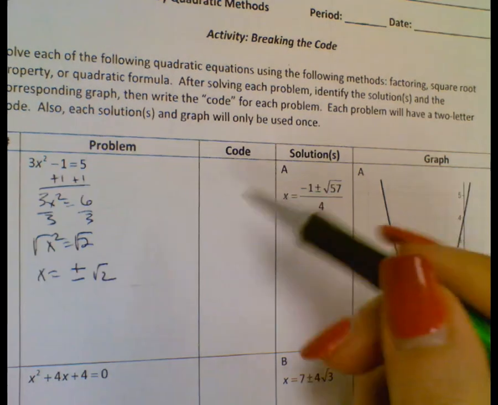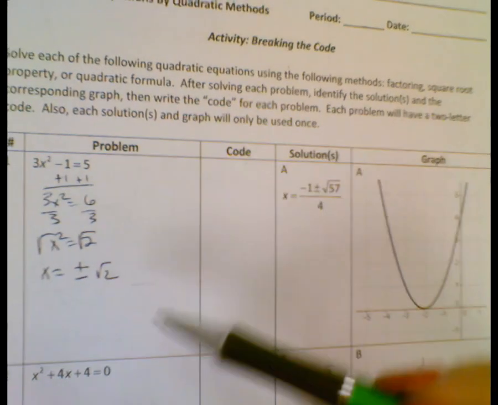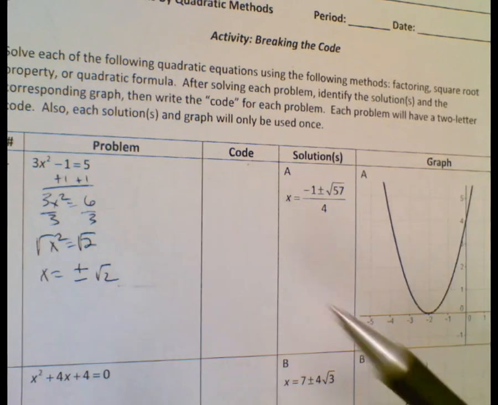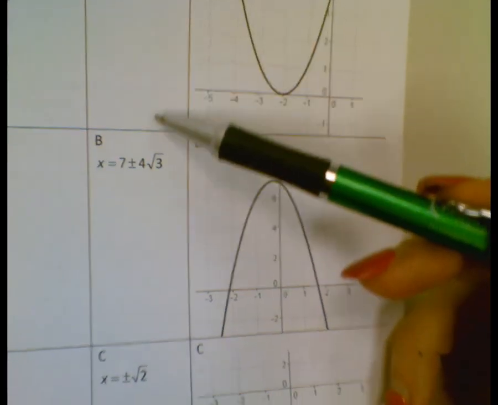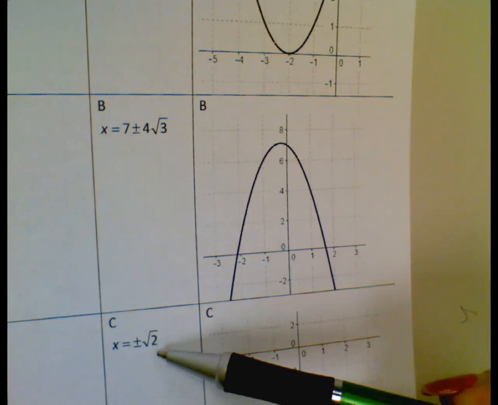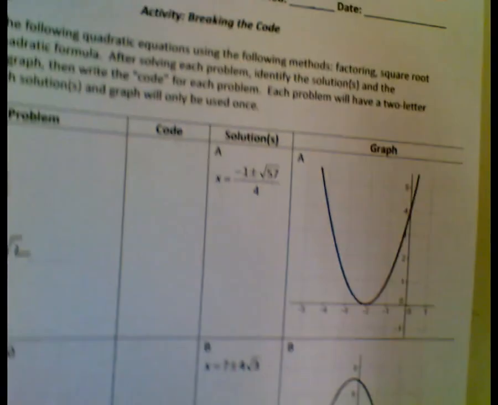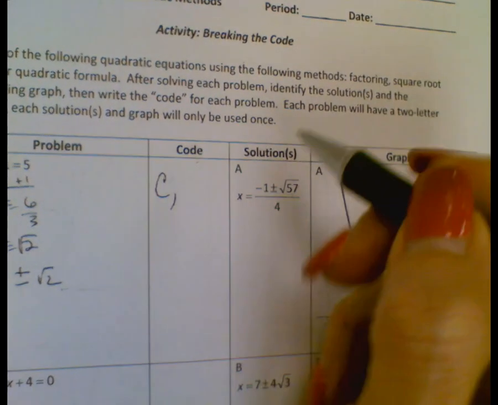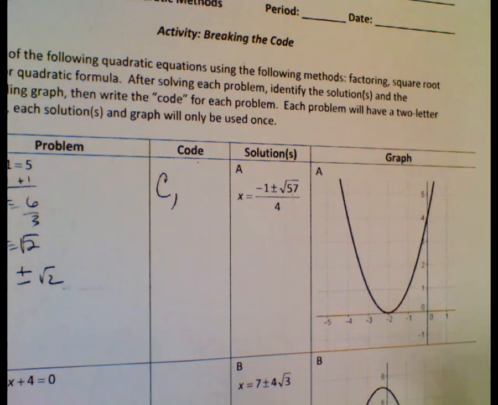So what we're going to do is try to find the code. That means you're going to try to find the plus or minus radical 2 in the solution. So you have 16 problems to find. So look at all the solutions. And there it is, C, plus or minus radical 2. So that's our first code. That's our solution code. But now you have to find the graph.